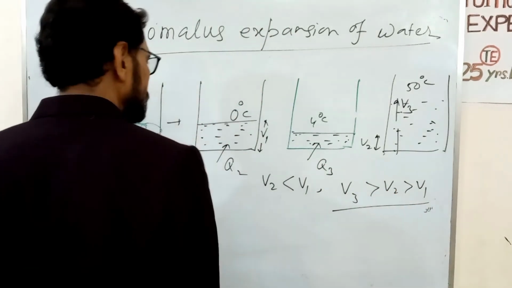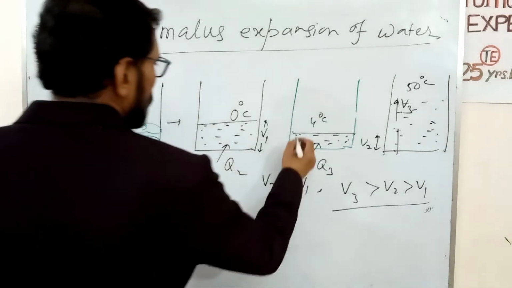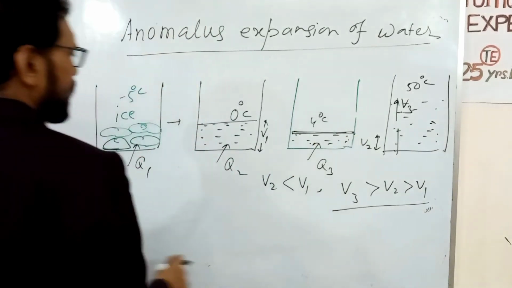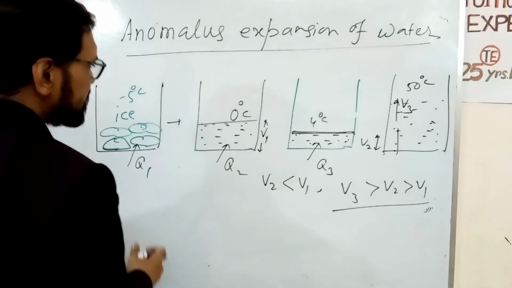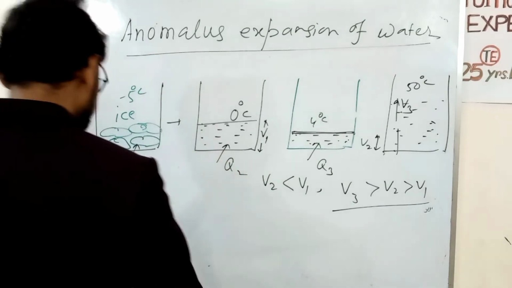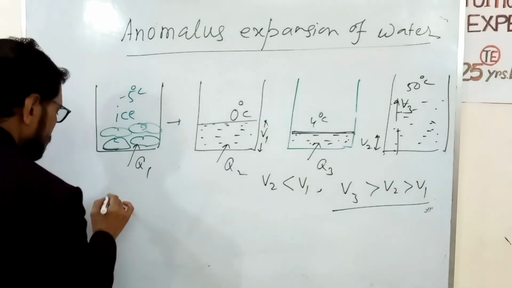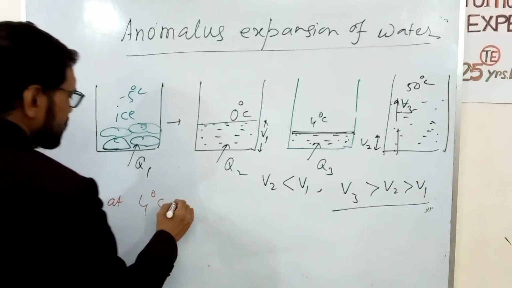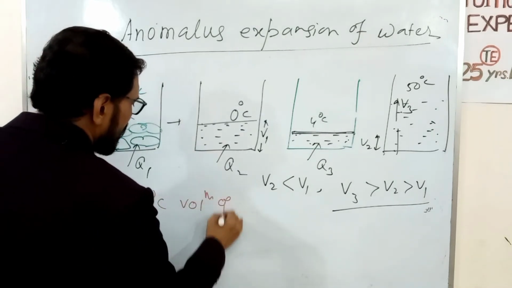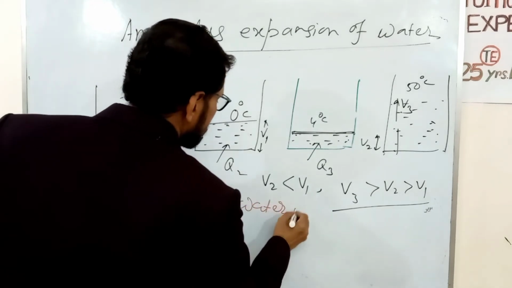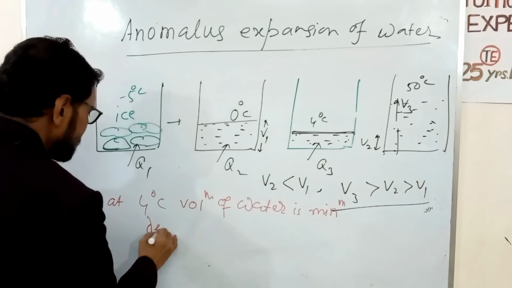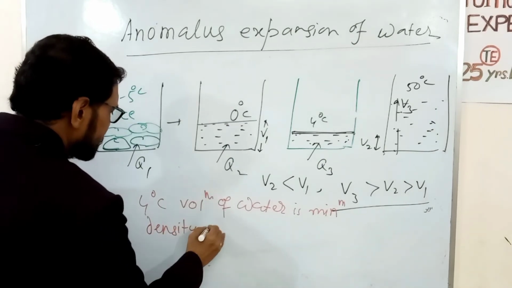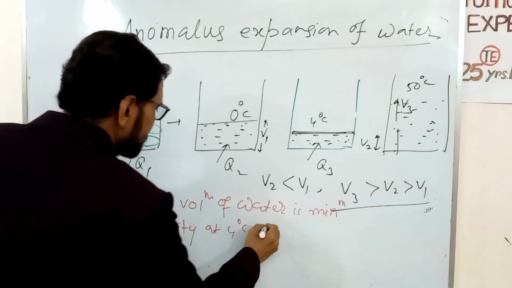So at 4 degrees centigrade, the volume of the water is minimum. Volume of the water is minimum means density is maximum. So at 4 degrees centigrade, volume of water is minimum. Minimum volume means density at 4 degrees centigrade is maximum.